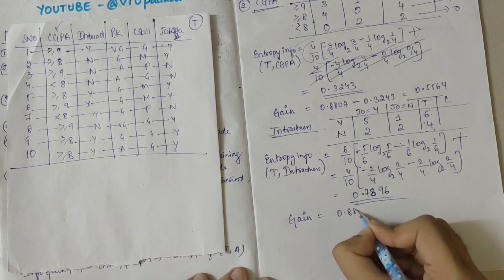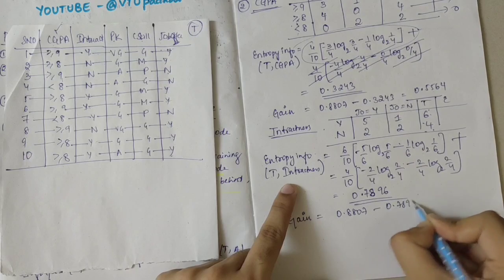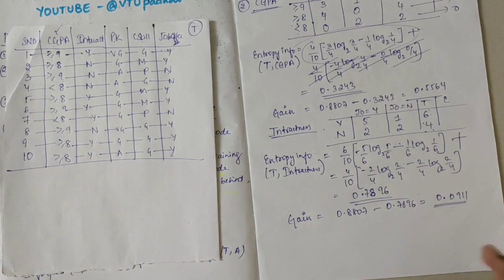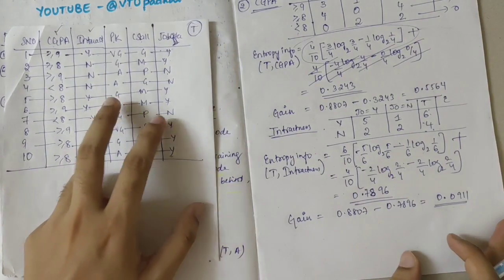So it would be 0.8807, the main entropy info, minus this entropy info, that is 0.7896. So here I would get 0.0911. So I am done with CGPA and interactiveness. Next I need to calculate for practical knowledge and communication skills.